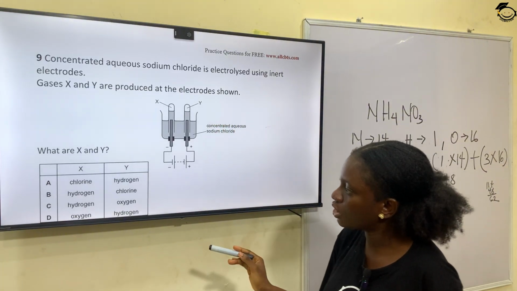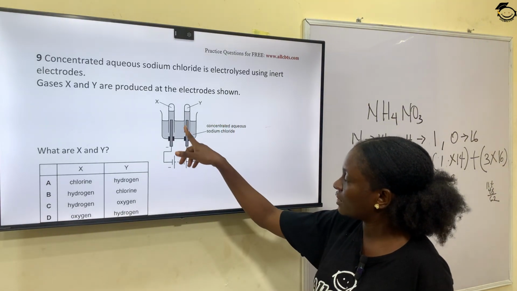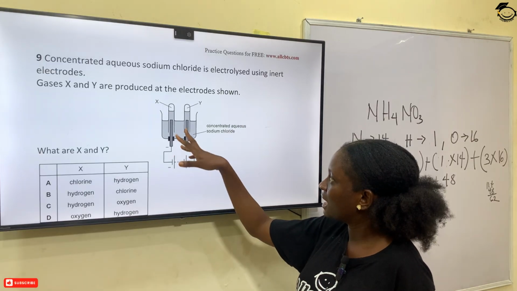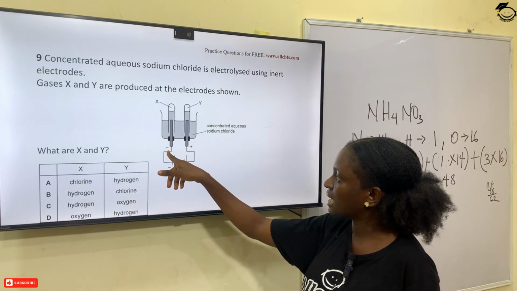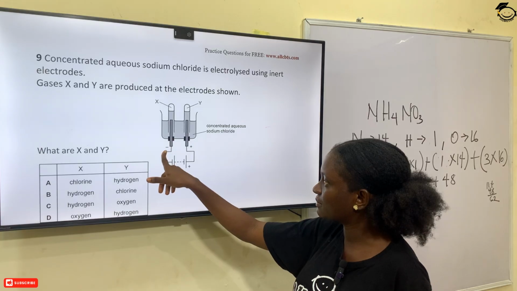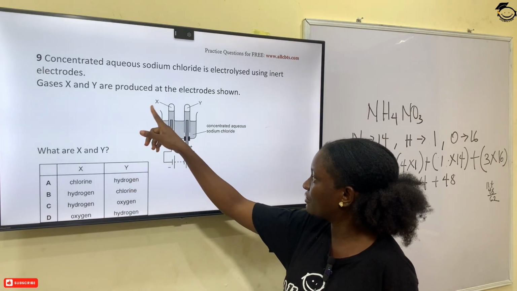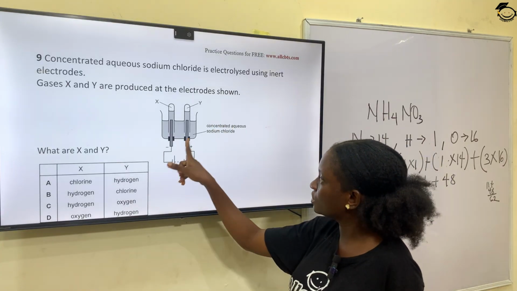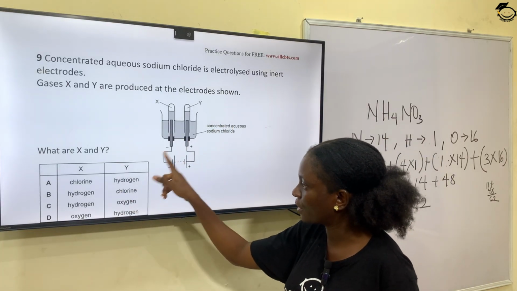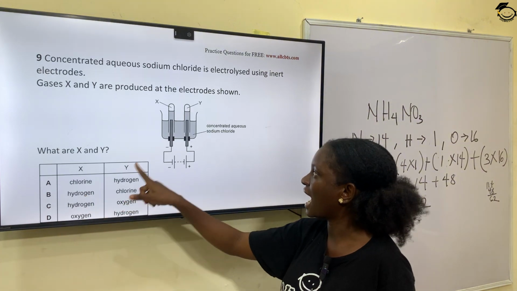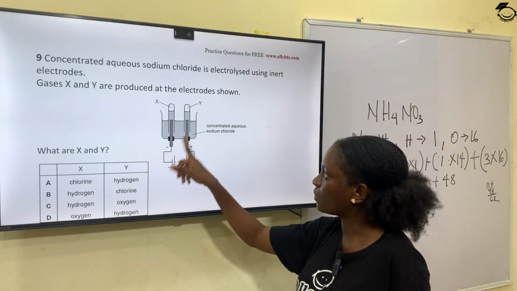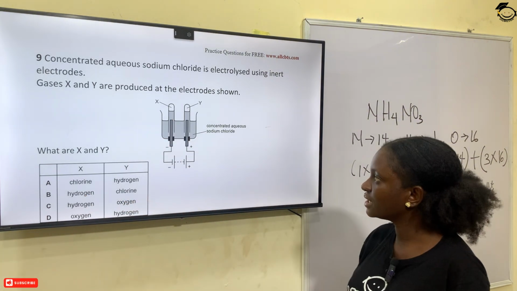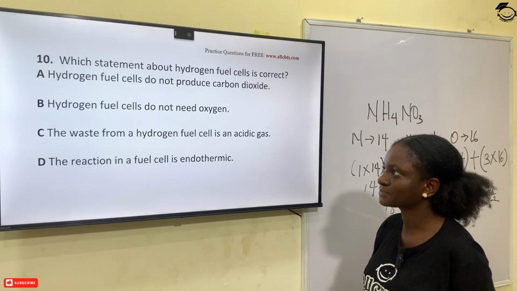So from the options, from what I've explained, at the cathode, the negatively charged electrode, hydrogen is liberated, while Y is chlorine. So the one that answers this question correctly is option B, X hydrogen, then Y chlorine. Option B is the correct answer.